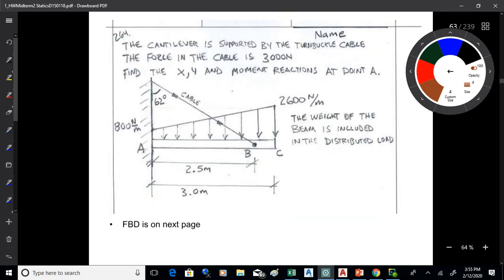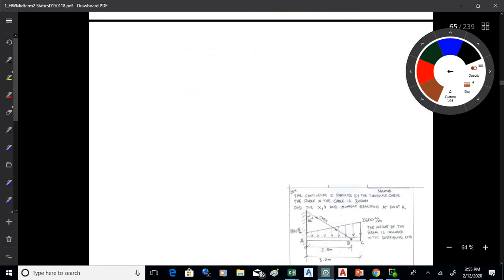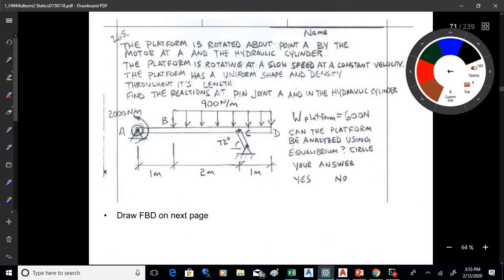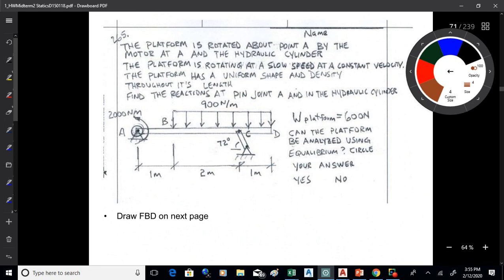Okay, we good? All right, we got another one. And what is this, 260, what is this, 263 maybe? 263. This is a similar kind of thing.